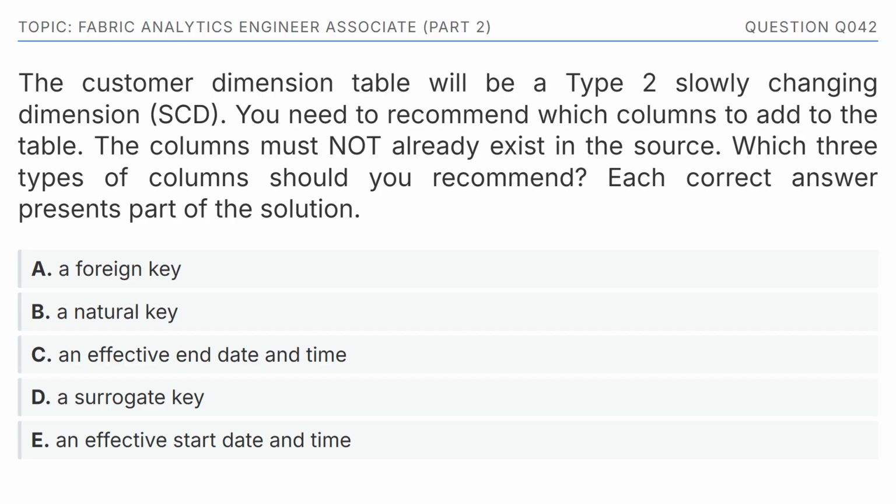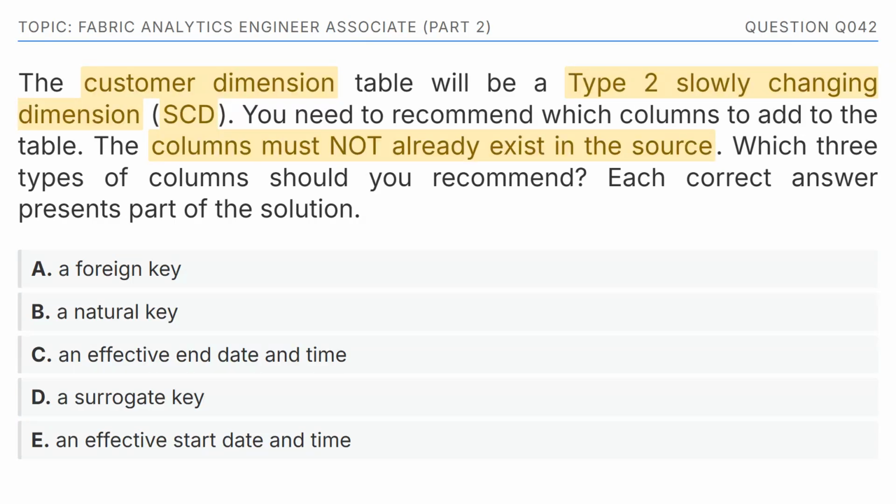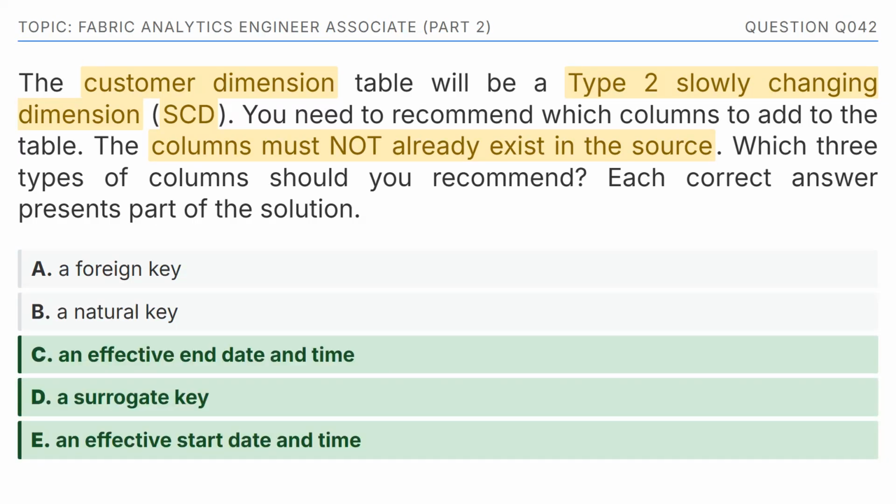The options are: Option A, a foreign key. Option B, a natural key. Option C, an effective end date and time. Option D, a surrogate key. Option E, an effective start date and time. To arrive at the correct answer, we focus on the keywords: Type 2 slowly changing dimension, SCD, columns must not already exist in the source, customer dimension. The correct answers are Option C, an effective end date and time, Option D, a surrogate key, and Option E, an effective start date and time.